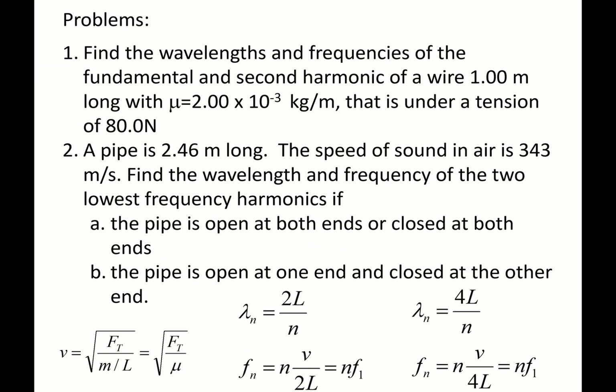Okay, so now it's your turn to do some calculations. Let's do a calculation for a string for problem 1, where you're given the length of the string, the mass density, and the tension. I ask you to find the wavelength and frequencies of the fundamental and the second harmonic. And then for a pipe, I want you to find the frequencies and wavelength for the 2 lowest harmonics if it's open at both ends or closed at both ends. Remember, that should be the same equation as each other. And then do one for when it's open at one end and closed at the other end.